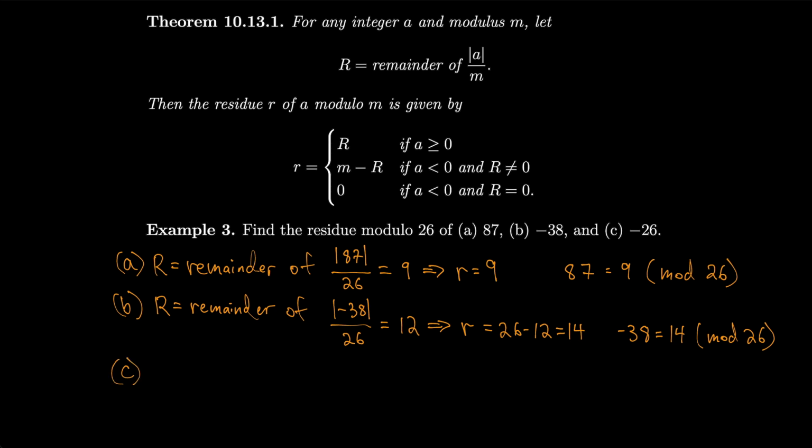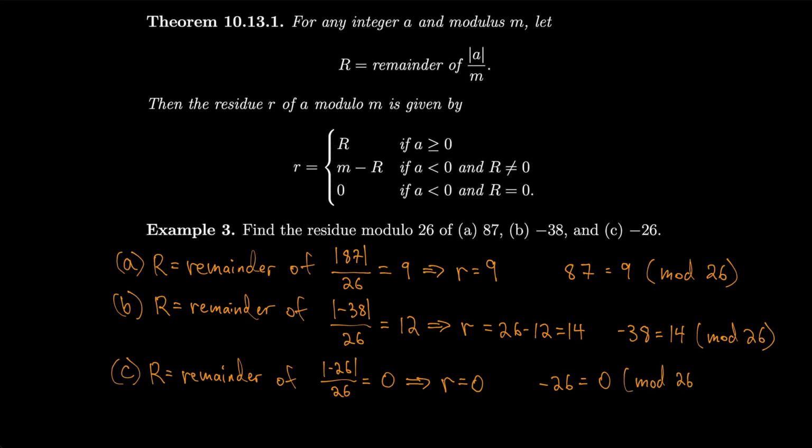Okay, let's do c. So we have r is the remainder of absolute value negative 26 over 26, and that remainder is 0, because 26 fits perfectly in there. So that means that r is equal to 0. And that means that we have negative 26 is equal to 0 modulo 26.